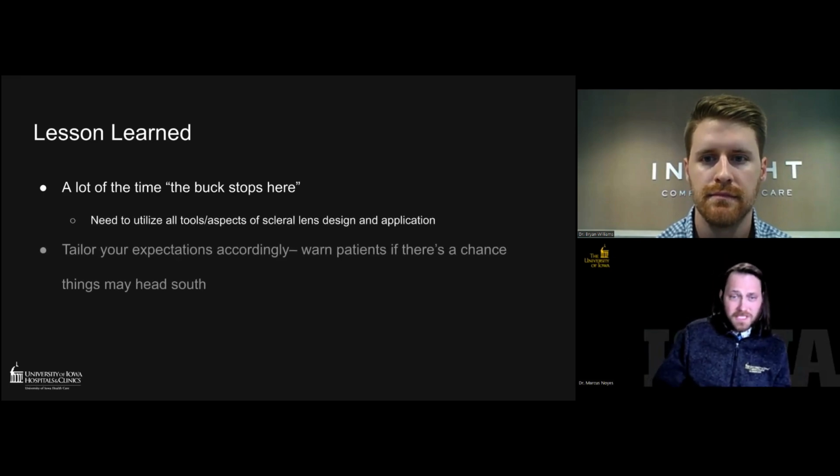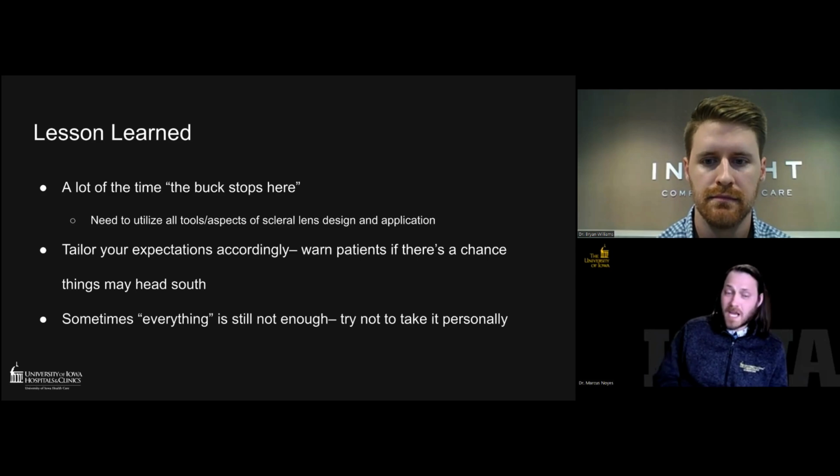Then another key point, tailor your expectations, just like Bryan was saying. If you think there's a chance this can head south, warn the patients in advance. They want to be prepared for things rather than getting the surprise. And a lot of times they handle it a lot better than you might think.